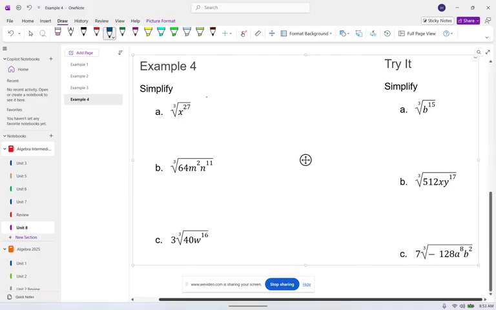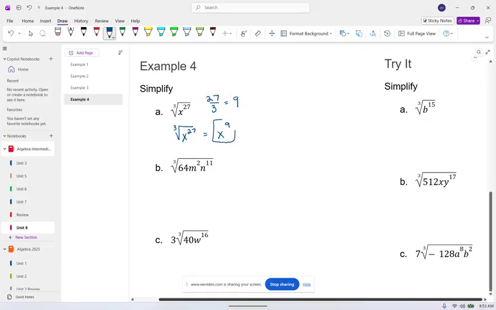We ask ourselves, is 27 a multiple of 3? Can I divide 27 by 3 evenly? You should have a list of the multiples of 3 all the way up to 3 times 10. 27 is on that list. 27 divided by 3 is 9. So we can say that the cube root of x to the 27th is equal to x to the 9th.